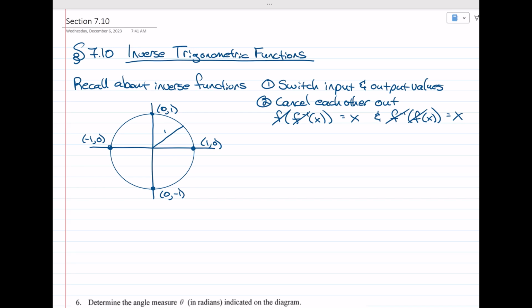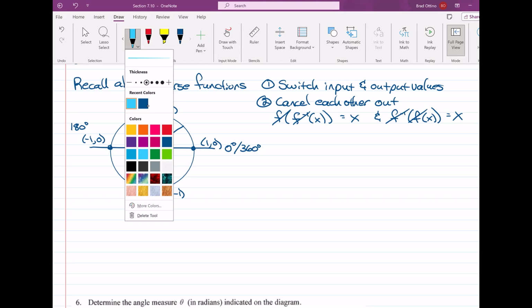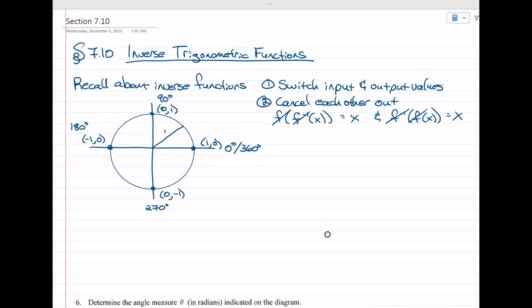In degrees, this is 0 degrees, or 360. This is 90 degrees. This is 180 degrees. This is 270 degrees. In radians, this would be 0 radians, or a full circle is 2 pi. This would be 180 degrees, we said was just pi radians. If you take that and divide it by 2, you get 90 degrees. And then 270 is 3 pi over 2.